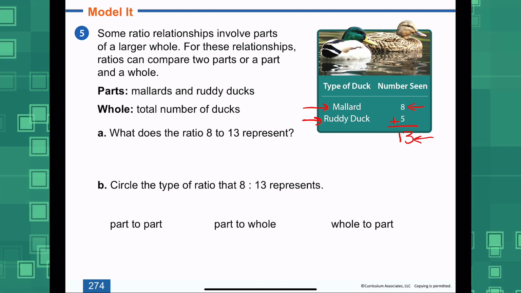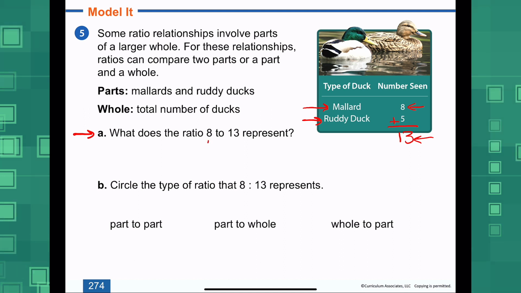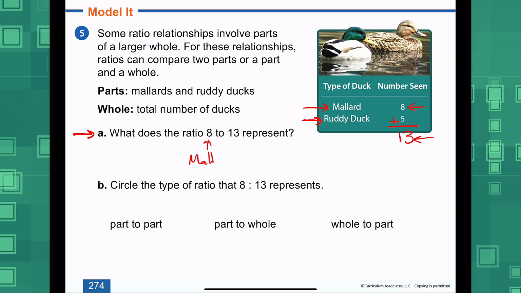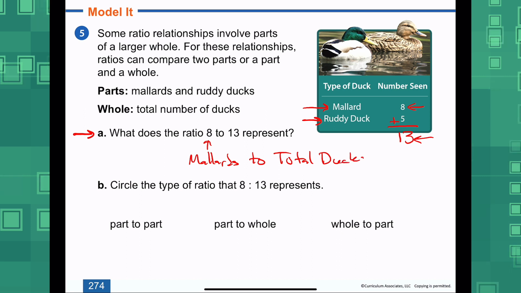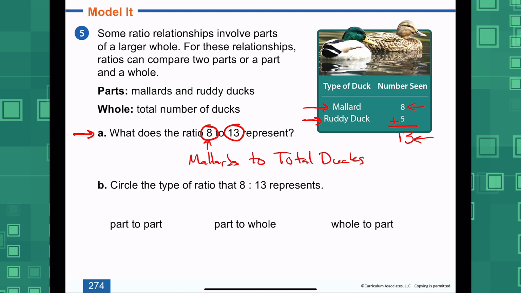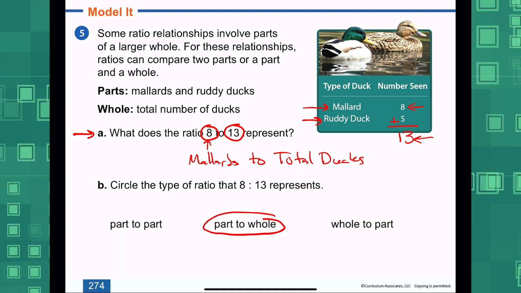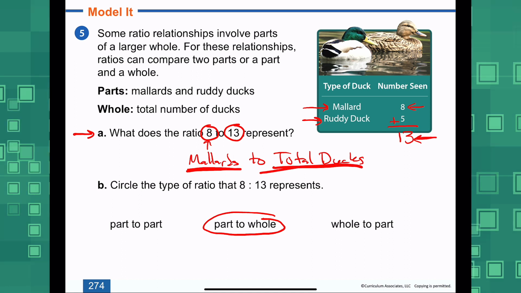And that's kind of what part A is talking about here, right? What does the ratio 8 to 13 represent? Well, the 8 represents our mallards to our total ducks. Okay, this is a part to whole comparison, right? It says circle the type of ratio it is. Well, that would be a part to whole, just like we said, because mallards is only part of it, and the ducks is the total amount of ducks we're talking about in our data.